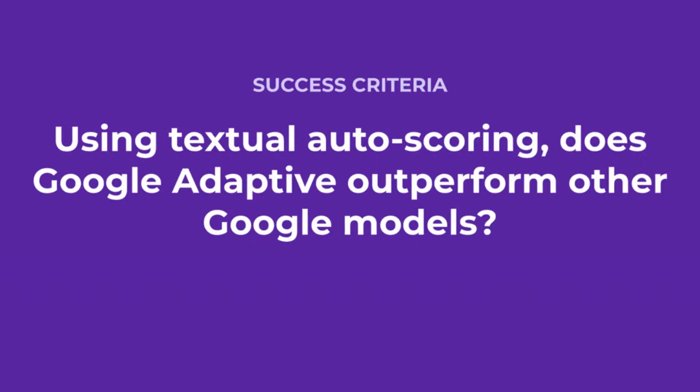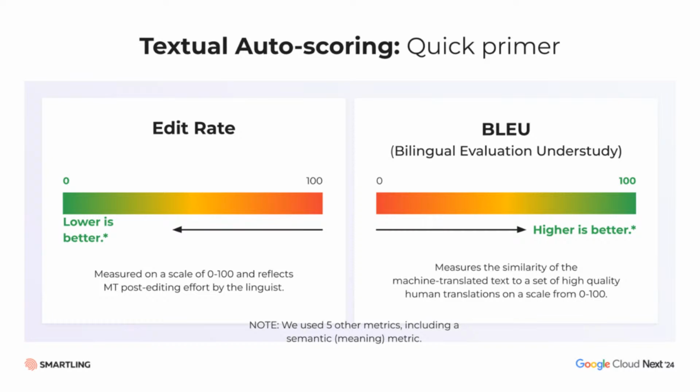So our success criteria was, if we use textual auto scoring, and I'll show you what that is in a moment, does Google Adaptive outperform other Google models, right? Why are we using textual auto scoring? Because to have a linguist, a human being, sit down and analyze 9 different languages and 2,000 sentences per language is going to take quite a long time, right? So textual scoring allows us to do this in a very efficient manner.